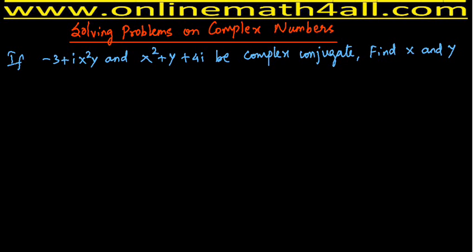So we have two complex numbers and it's clearly given they are conjugate to each other. If they are conjugate to each other, we have to find the value of x and y. It's okay. Now let us see how to solve this one.